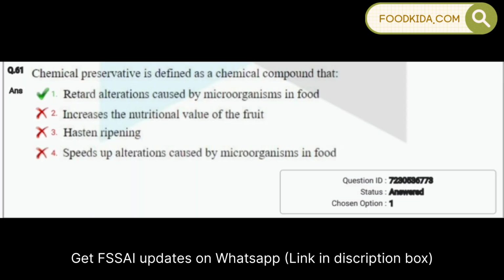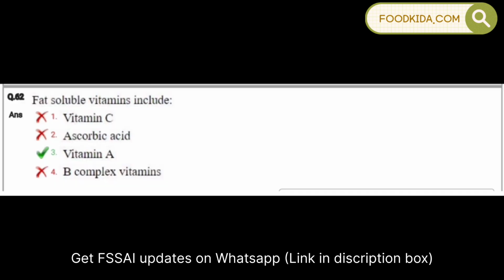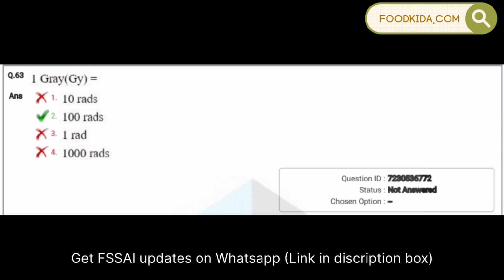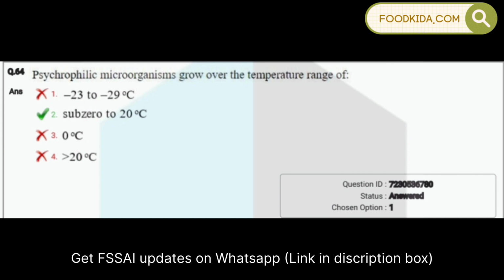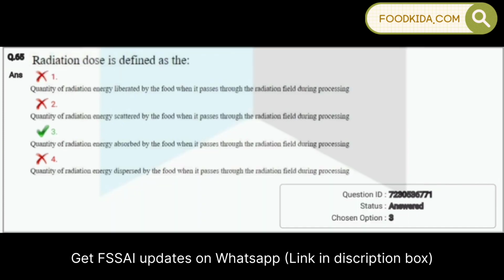Chemical preservative is defined as chemical compound that retards deterioration caused by microorganism in food. Fat-soluble vitamins include vitamin A. 1 gray is equal to 100 rad. These terms are used during radiation or irradiation of food product. Psychrophilic microorganisms grow over the temperature range of sub-0 to 20 degrees C. Radiation dose is defined as quantity of radiation energy absorbed by food when it passes through the radiation field during processing.